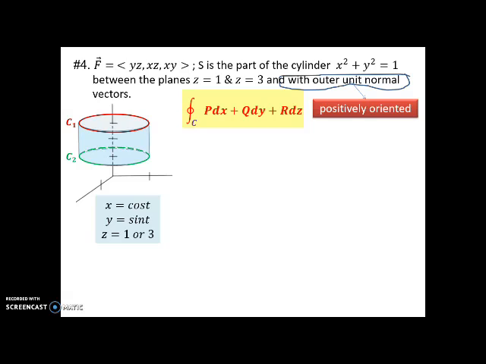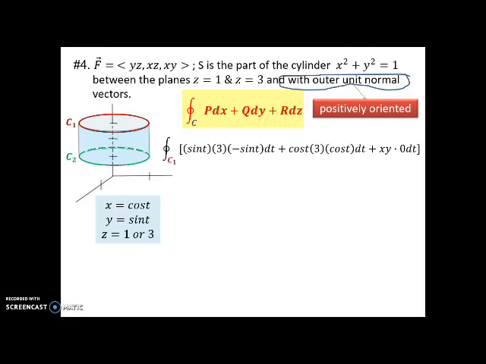Okay, so let's fill in, let's do C1 first. So we have for P, yz, which is sine t times 3, and then dx is the derivative of cosine t, negative sine t. Then the middle term, Q, is xz, so that's cosine t times 3. And then dy is cosine t dt. And then for the last term, we have xy times the derivative of z, which z is constant, so that's 0. And I didn't bother rewriting x and y in terms of t because that term's going to be 0.